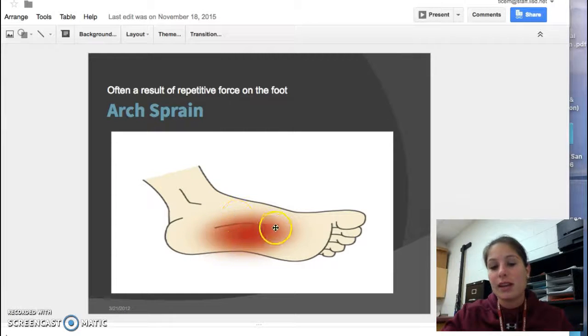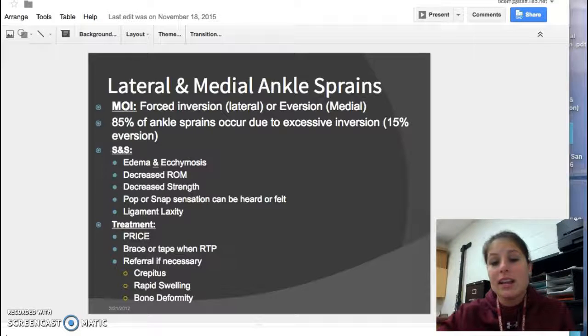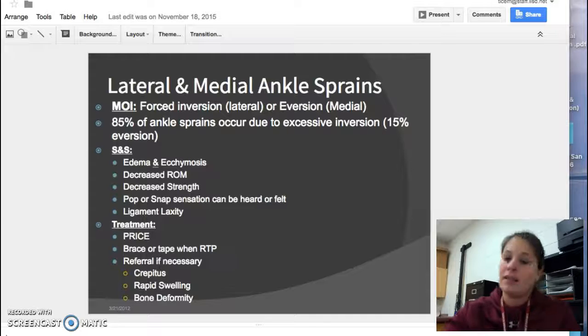So here's showing right here in the picture just where we would see the swelling, or that's where the pain would be occurring. So our next two are going to be the most common that we see. We have lateral and medial ankle sprains, okay?